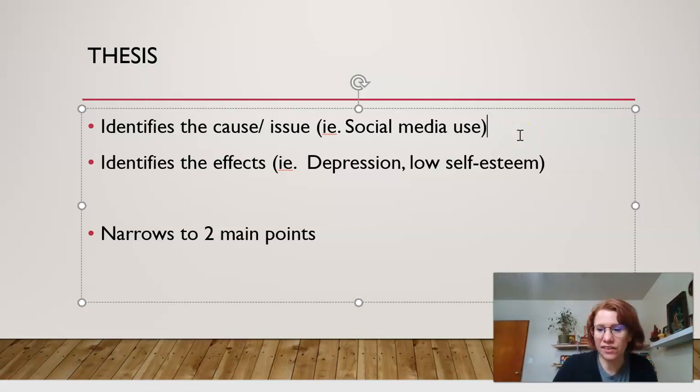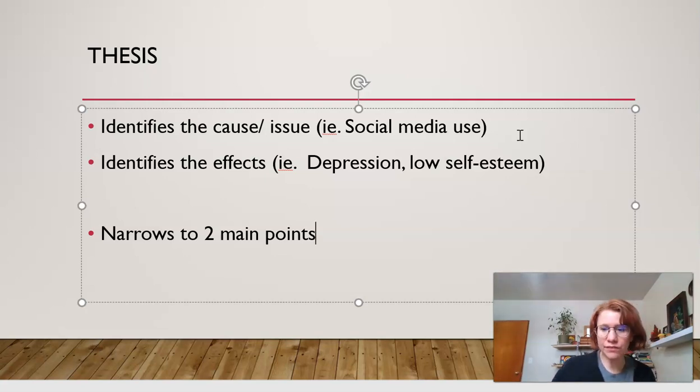You might define or narrow that further, like is it young adults or adolescents, or anybody from the ages of 15 to 25 or whatever. So you could narrow it that way. But it identifies the cause, social media use, and identifies the effects of that. In this case, the research has shown that it causes depression and low self-esteem. So I have basically 2 main points that I'm going to support in my essay: one on depression, one on low self-esteem.